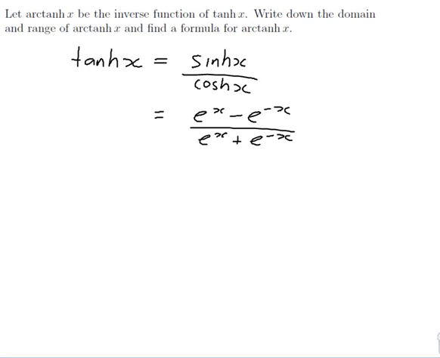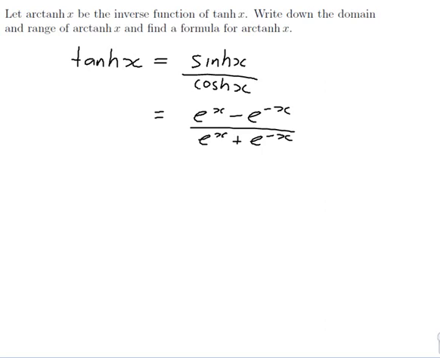Okay, so what does my question ask me to do? It says to find the domain and range of arctanh x. Well, if arctanh is the inverse of tanh, as long as tanh is 1 to 1, then the domain and range of arctanh will be the range and domain of tanh. So if I can find the domain and range of tanh first, then I'll be able to do the actual problem I want afterwards. So let's find the domain and range of tanh.